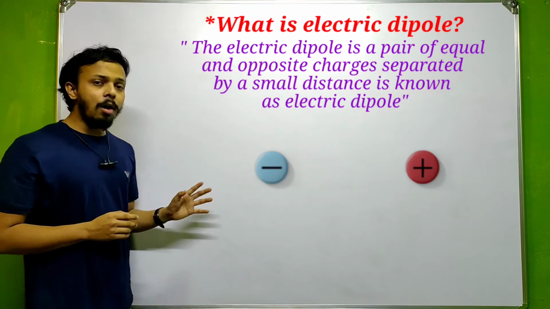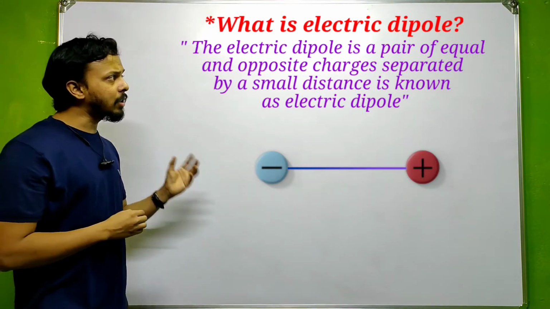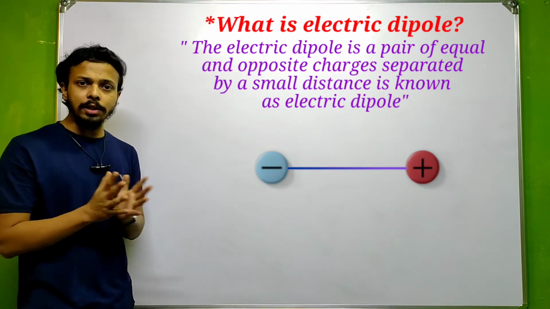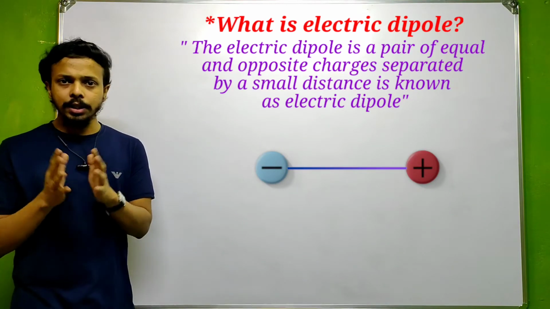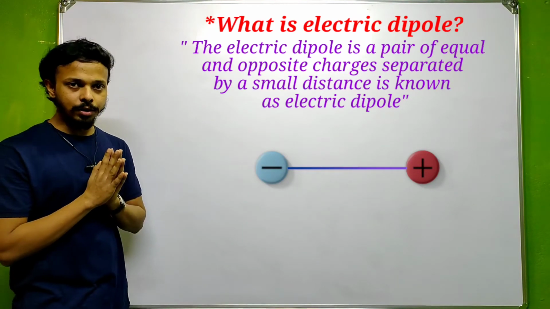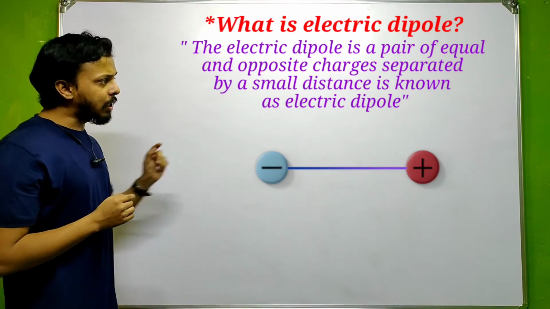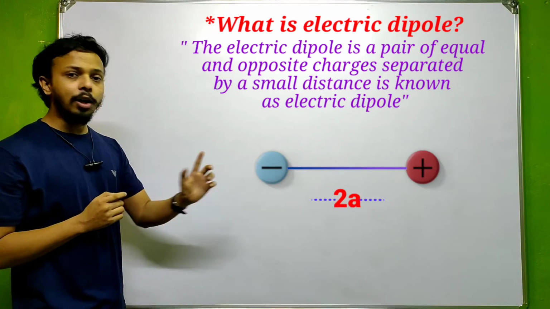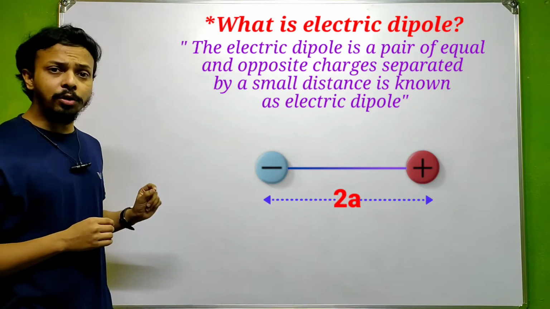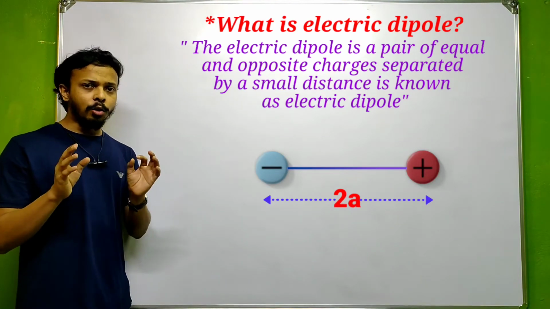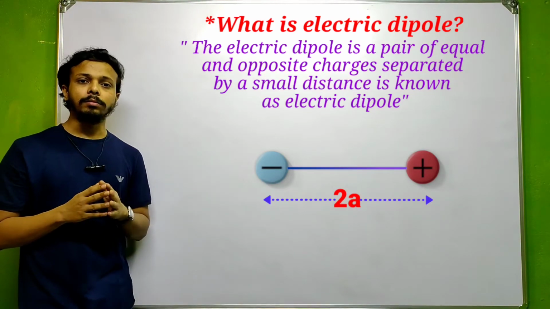Okay. Now let us talk about its distance. From the definition, the distance between the two charges is a small distance. It is a pair of equal and opposite charges separated by a small distance. Now, small distance means how much? Here the distance between these two charges is taken as 2a. And why am I taking the distance between the two charges as 2a? It is very easy to understand.